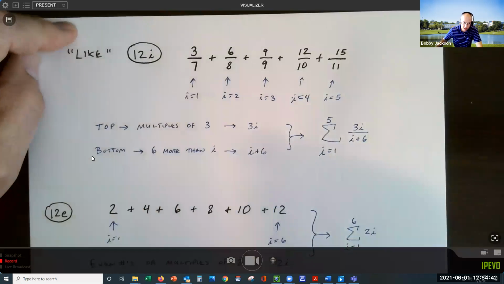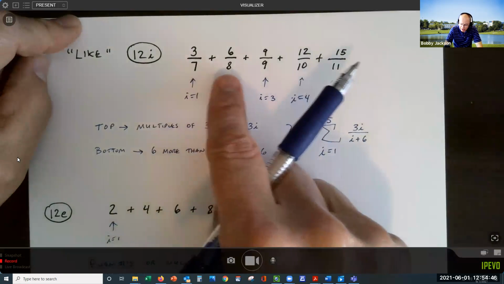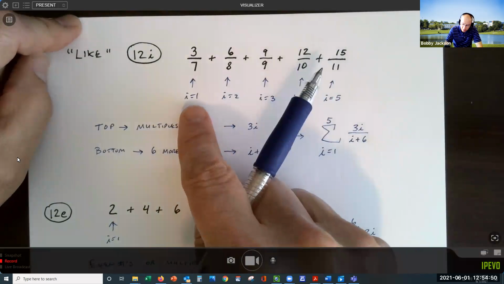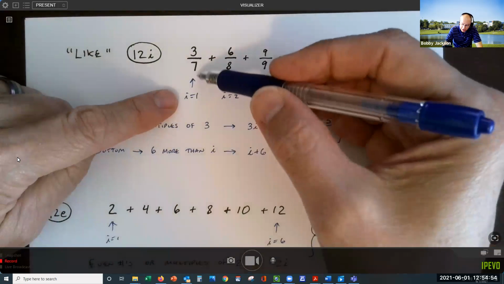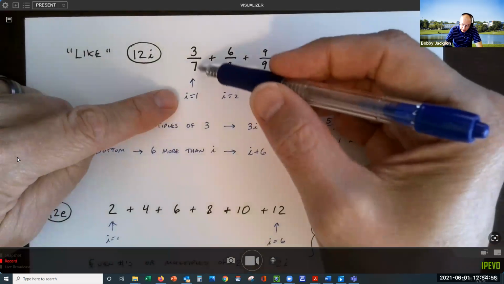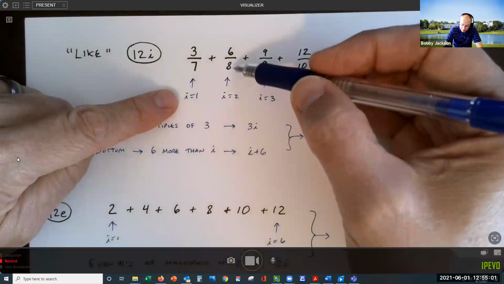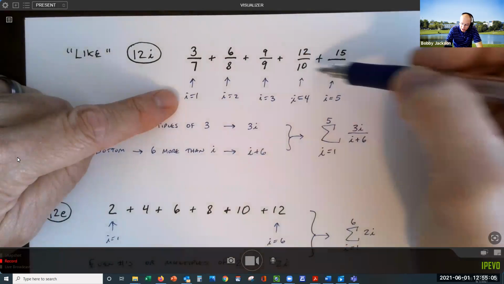The bottom is, notice, 7, 8, 9, 10, 11. They're consecutive integers. But notice in each case, if i is 1, 7 is exactly 6 more than 1. If I add 6 to 1, I get 7. And then for 2, 6 plus 2 is going to be 8. 6 plus 3 is going to be 9. 6 plus 4 is going to be 10, and so on.